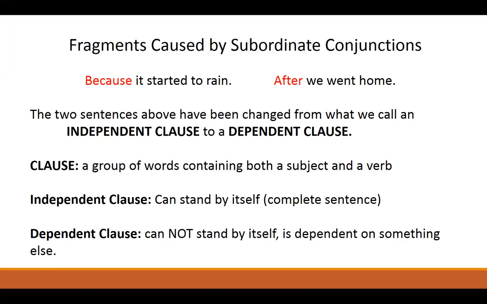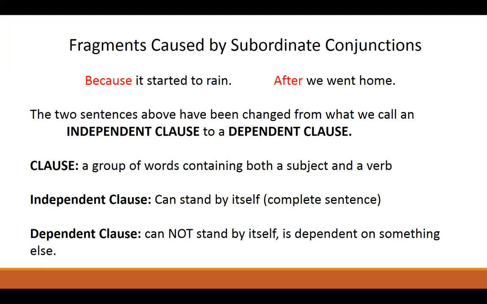But we have what we call independent and dependent clauses. An independent clause can stand by itself. It started to rain. A dependent clause cannot stand by itself. It's dependent on something else: because it started to rain. You see that?